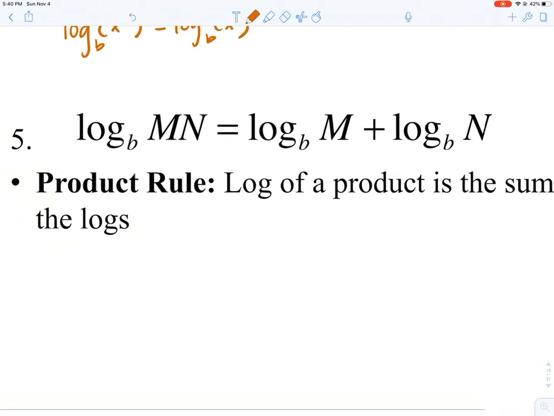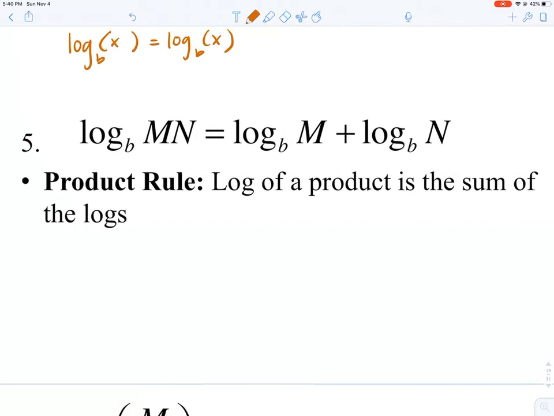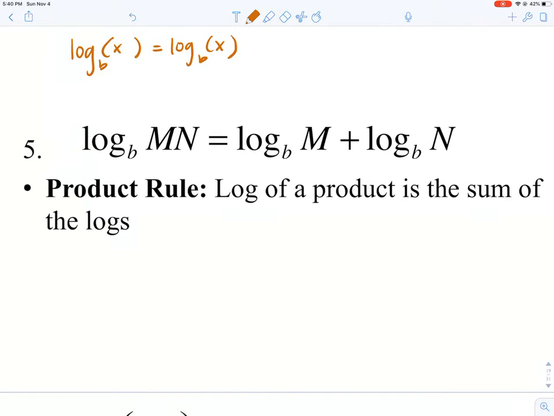All right, product rule. You're going to need to memorize the product rule, but I'll prove to you that the left-hand side equals the right-hand side here. So basically, if you're taking the log base b of a product, you can rewrite that logarithm as a sum of 2 logarithms, which the input of each of those logarithms would just be the factors of the product, okay?